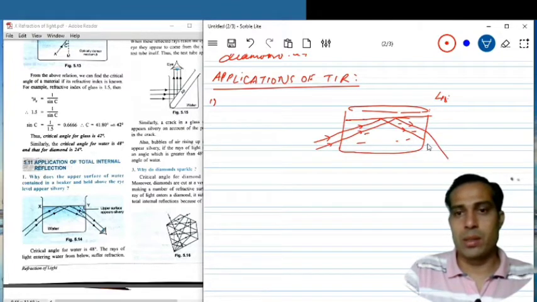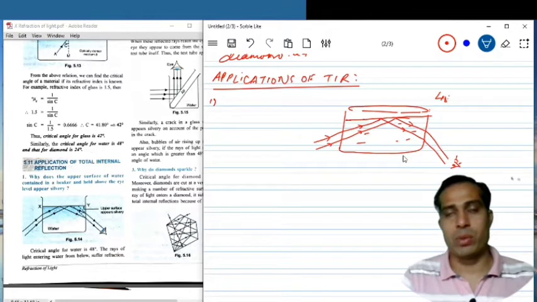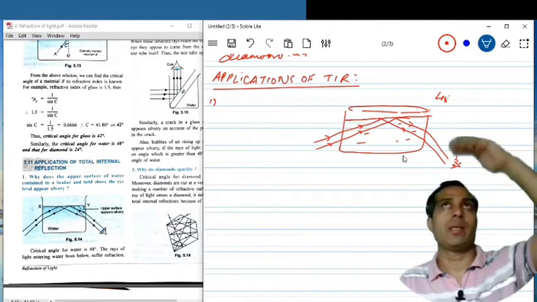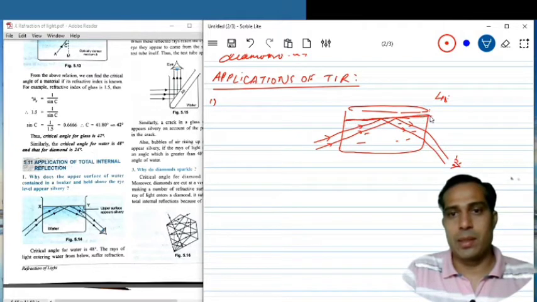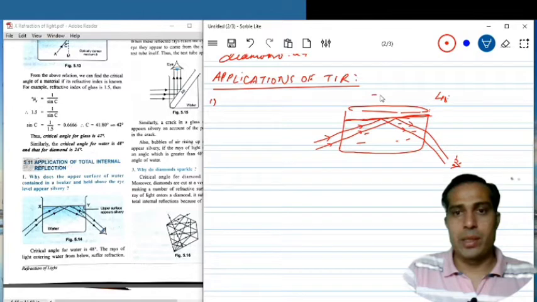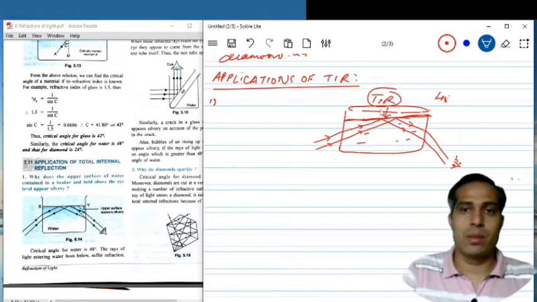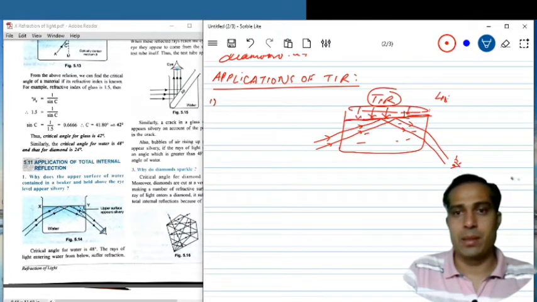So here it is getting reflected towards the eye. If we are seeing it from downside, means from downside we are seeing the top surface, then here the TIR takes place at this surface. At this surface there is TIR. So TIR is going to take place at this surface. That's why the upper surface of this water seems to be silvery. This is the reason.